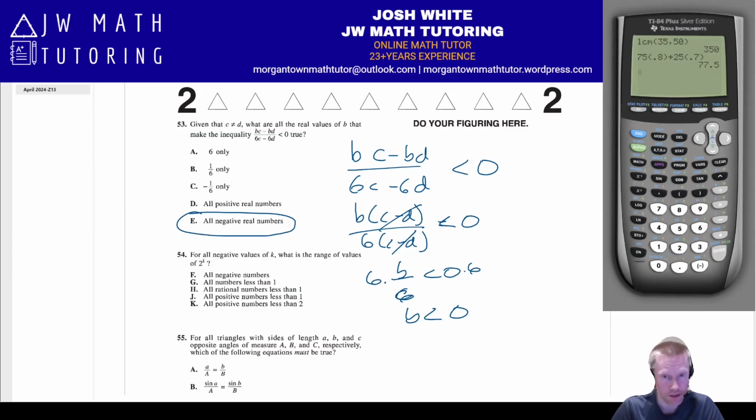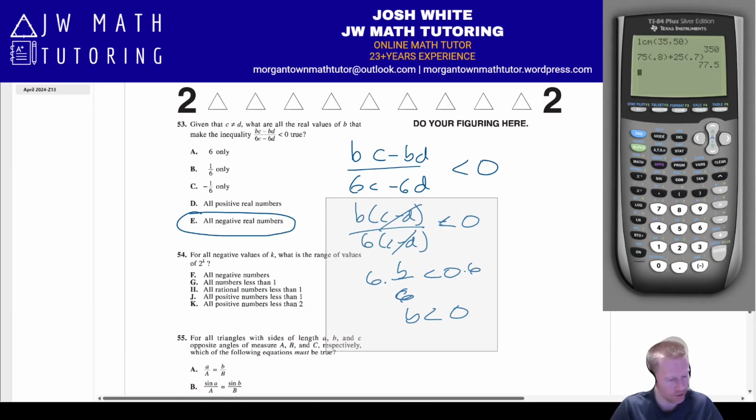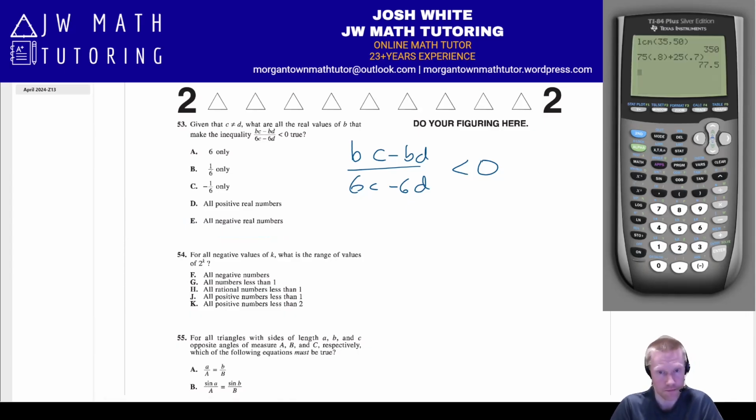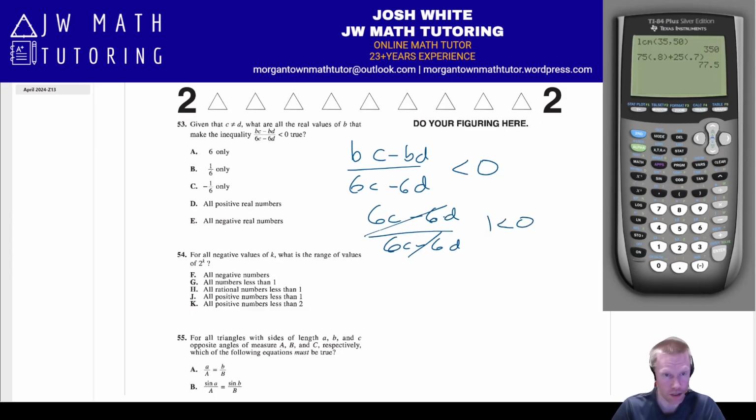Now, that might not be obvious to you in terms of just solving for B, and that's fine. If that's not something that pops out to you, don't worry about it. Here's how you could get this by going through the answer choices. I would plug in, starting with answer choice A, 6 for B. Notice you get 6C minus 6D over 6C minus 6D. These two expressions are identical, therefore they cancel out and you're just left with 1. Is 1 less than 0?